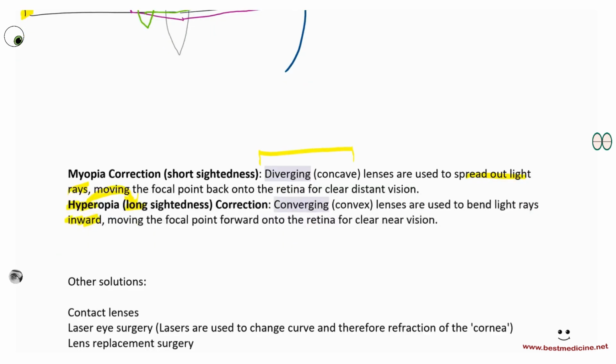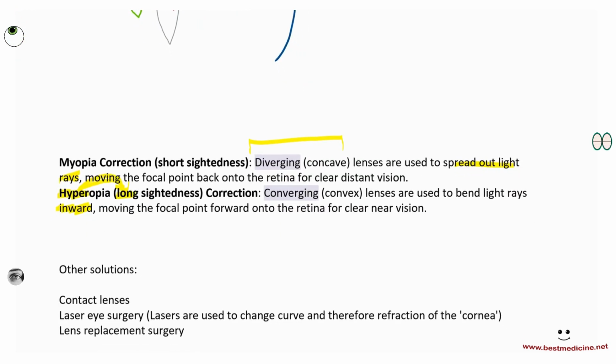Okay? Some other solutions are contact lenses and laser eye surgery. Lasers are used to change the curve and therefore the refraction of the cornea. Okay, so lasers will be essentially focused onto the retina. Now this is a low yield thing. I've never seen a question on this, but it is something that an educated person should be aware of. There's also lens replacement surgery.